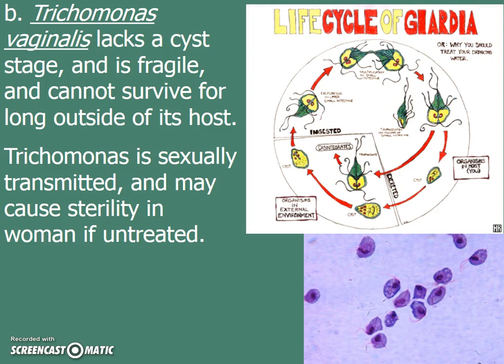All right, another group that's a flagellate. These are ones with the whip-like locomotor structures. Trichomonas vaginalis. Now, this one is pretty fragile, and I guess you can get it from a toilet seat, but typically it is sexually transmitted. And in women, it can cause sterility, so it is a reason for concern, even though the symptoms are not striking.